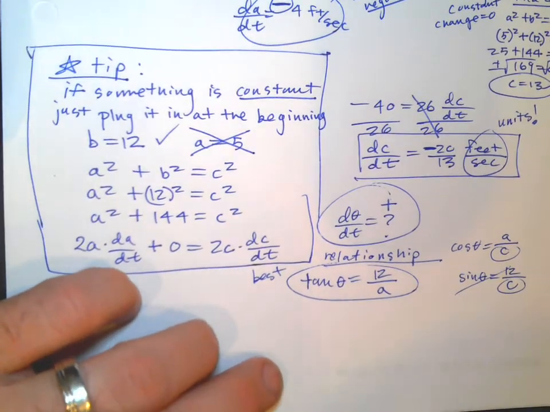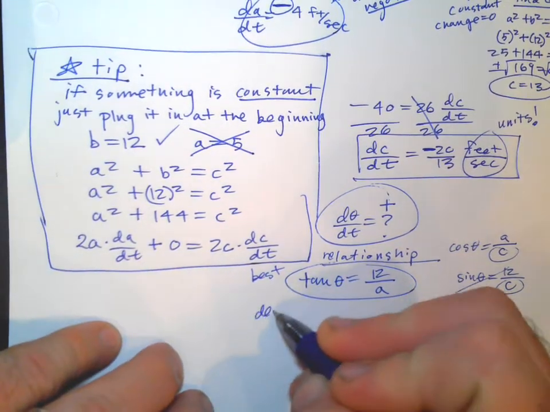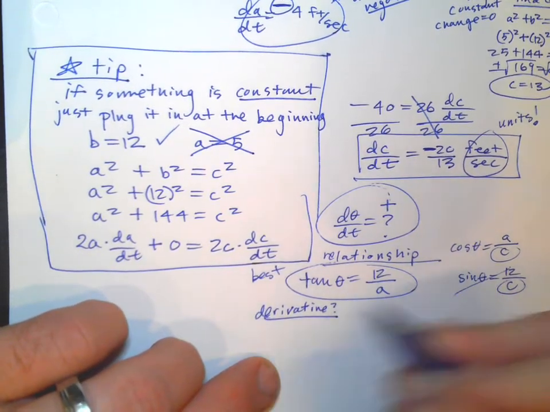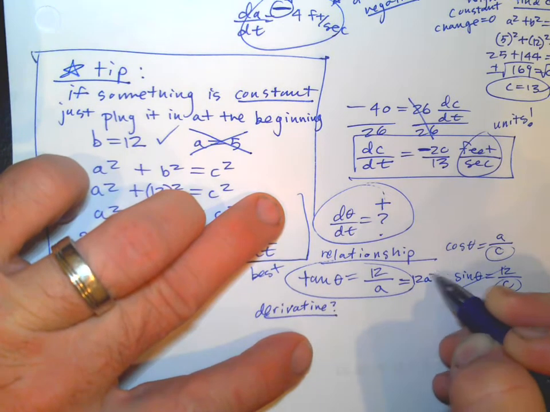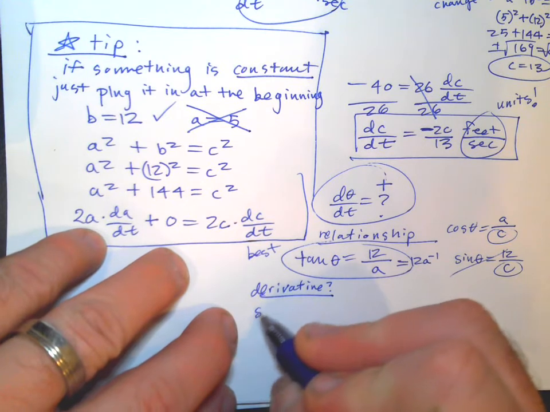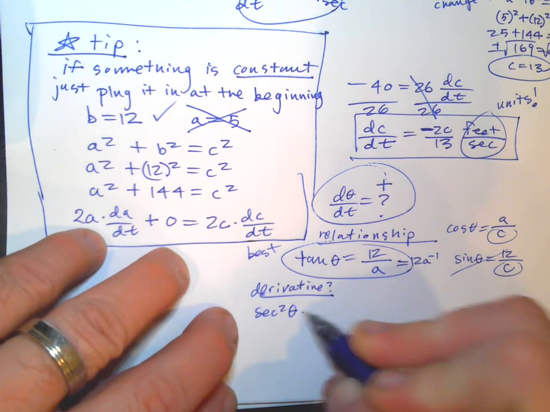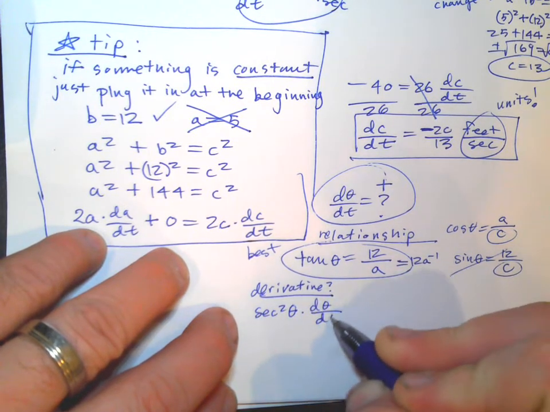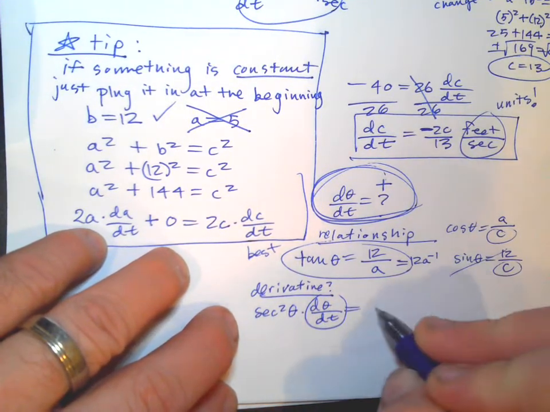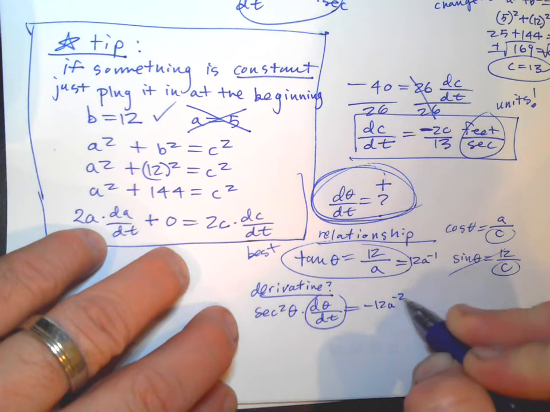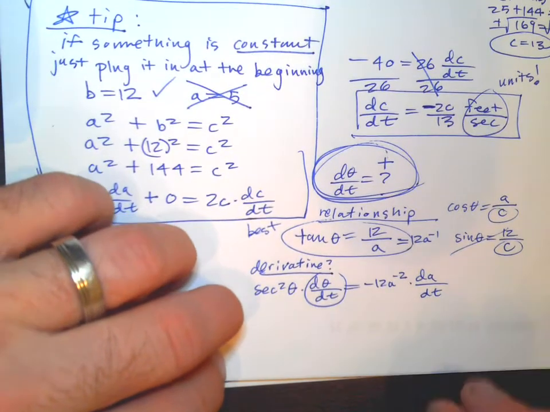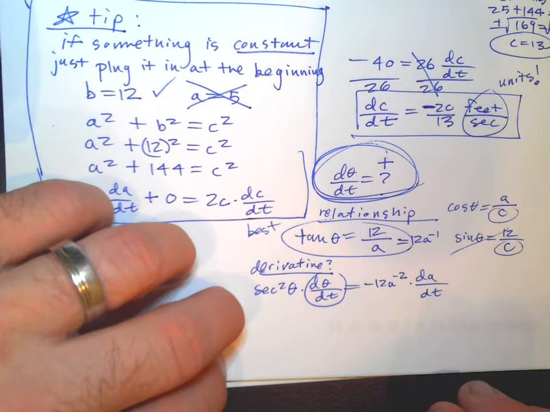Now, we got to take the derivative. Now, it's up to you. Do you really want to do chain rule? Because we could treat this as 12a to the negative 1, and that's a super easy power rule. Derivative of tangent is secant squared theta d theta dt, which hopefully you know you need in your work, equals negative 12a to the negative 2 dA dt. That's so much easier than the quotient rule, but go for it. Do the quotient rule if you really want to.